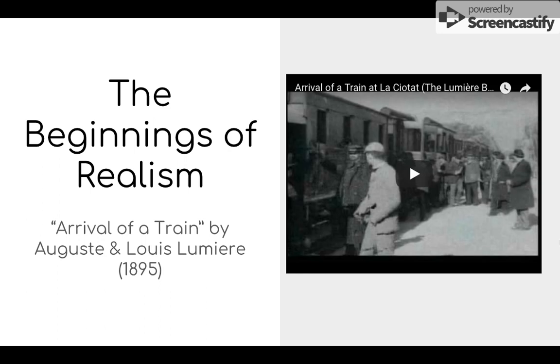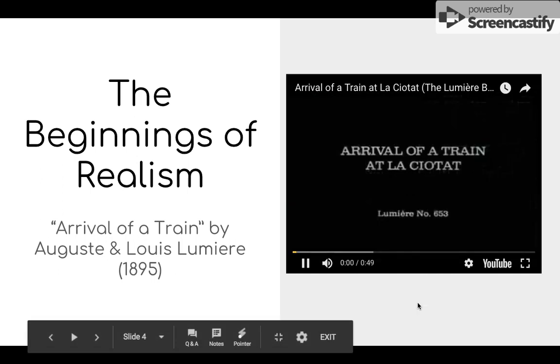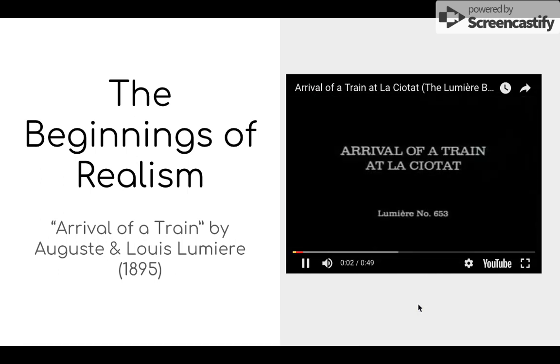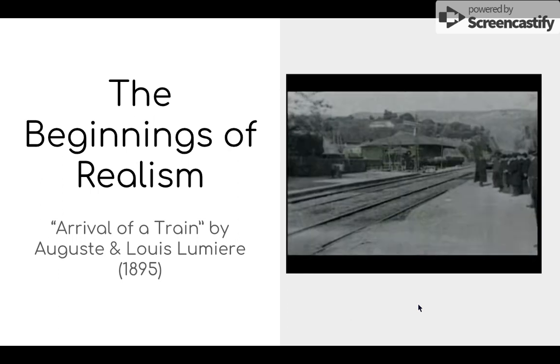Beginnings of realism, you can see one of the first pieces of film shot by the Lumiere brothers in 1895. It's simply an attempt to represent people arriving on a train. Let's have a look.